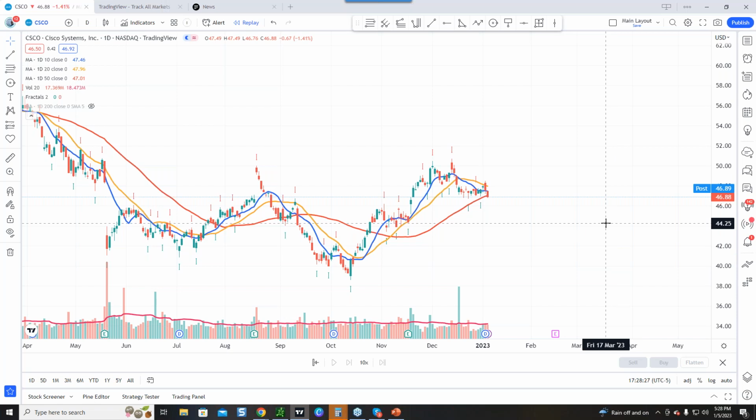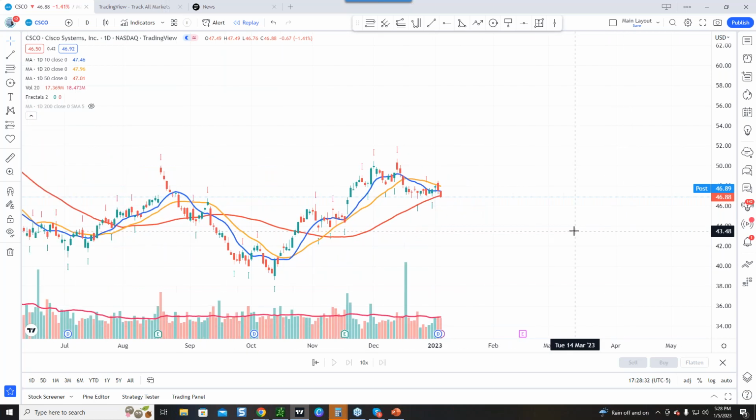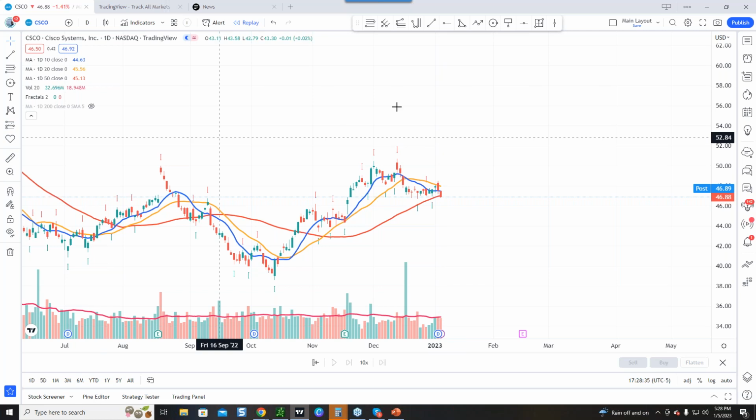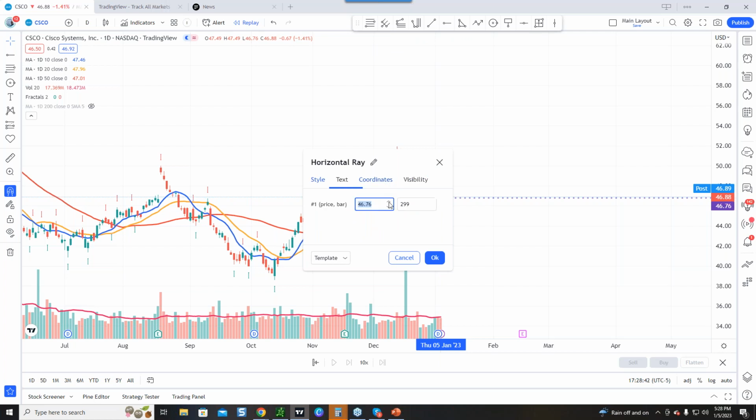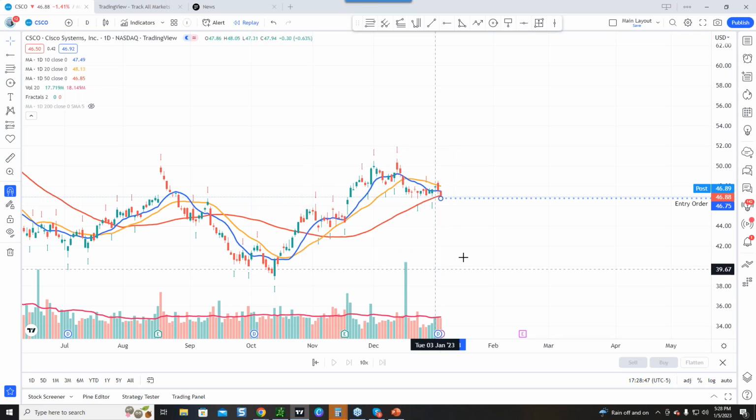There's 51, so there are more results on the bear side. What I'm going to do is follow the checklist. I'm going to find today's low. I'm going to use the magnet. It makes it very easy, very clean. I'm going to click on it and draw it down one tick, 1 penny. That's my entry. That's my pending entry order.